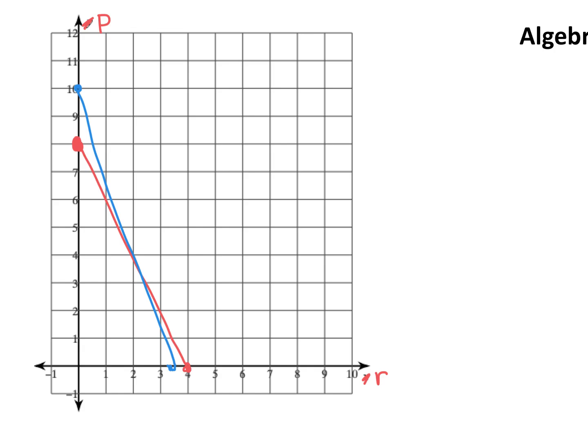That is right there. That is our solution for the cost of one paintbrush and one roll of tape. Okay, so it's that ordered pair, which is 2, 4. 2 is the R, so 2 is the roll of tape.